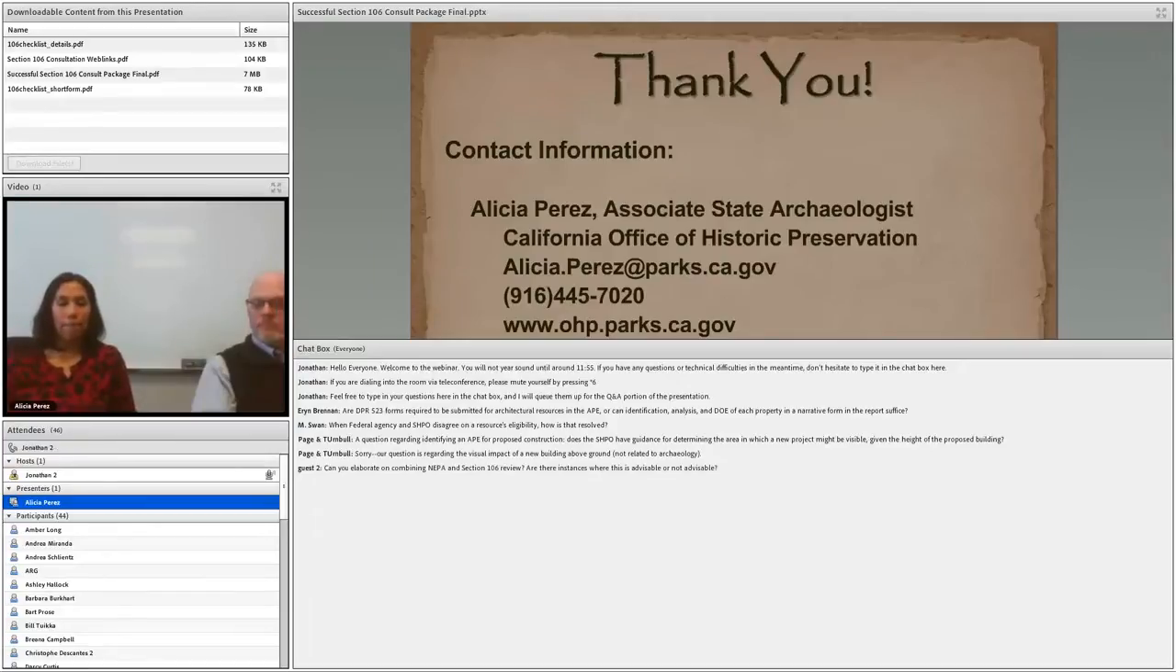Great, thank you. And then a question came in regarding identifying an area of potential effect for proposed construction. Does the SHPO have guidance on determining the area in which a new project might be visible given the height of the proposed building? And this is specifically on the visual impact of the building.